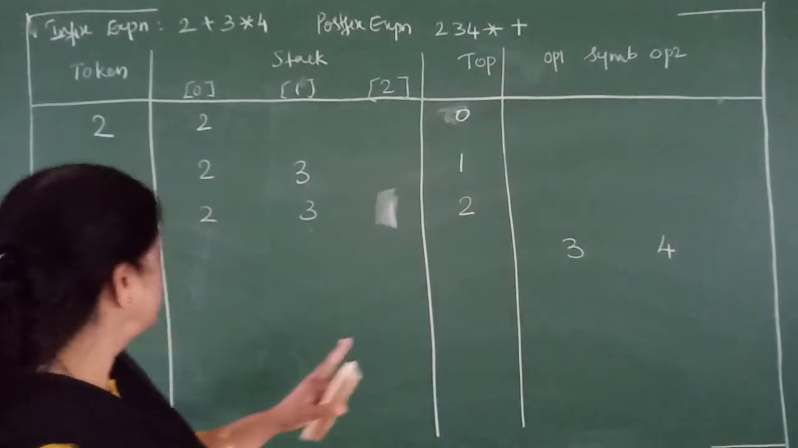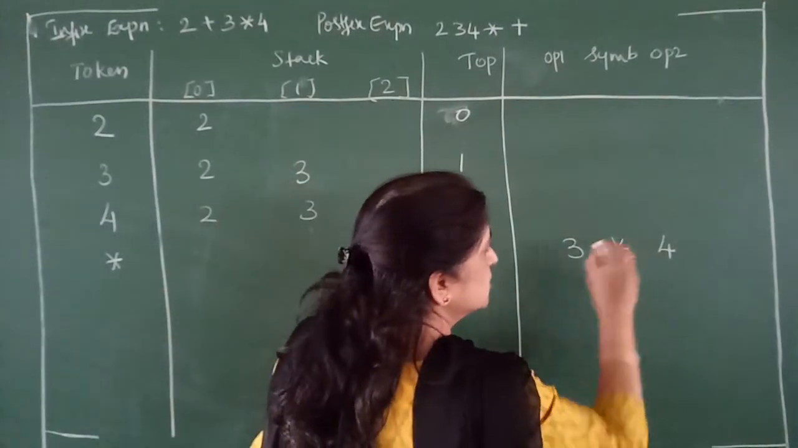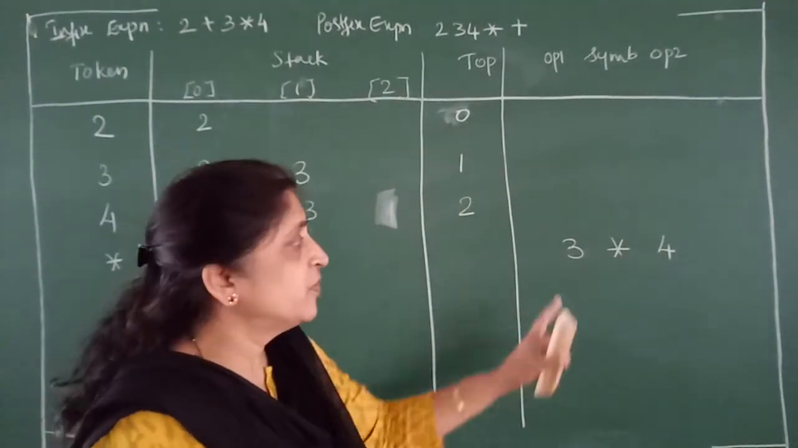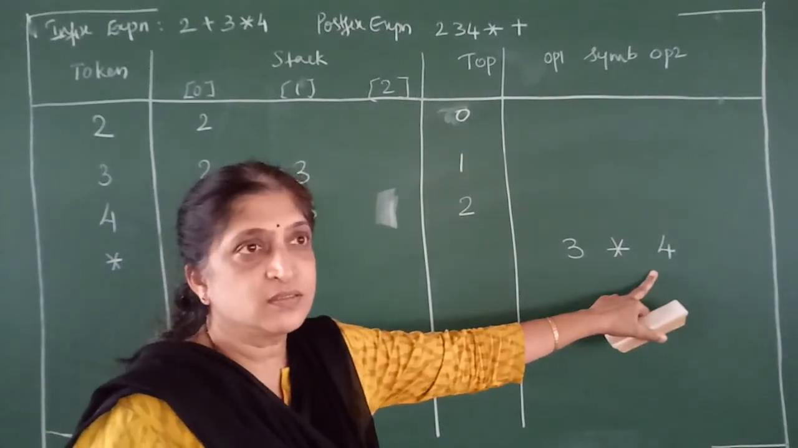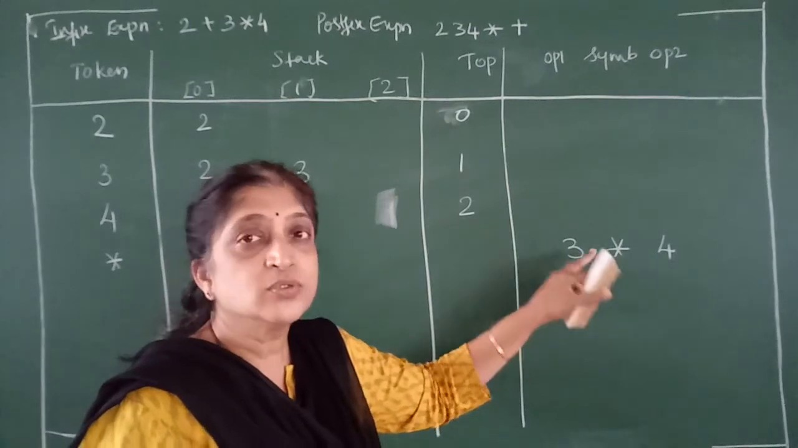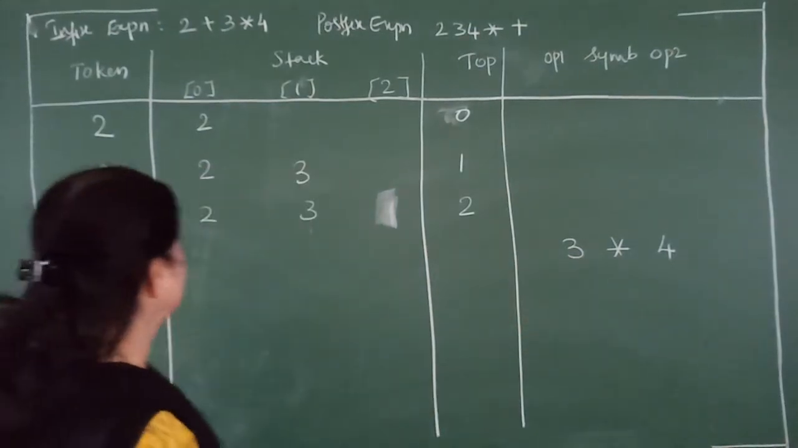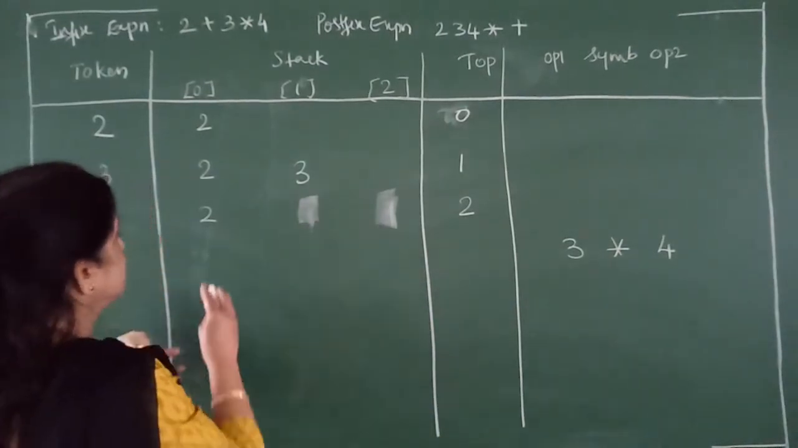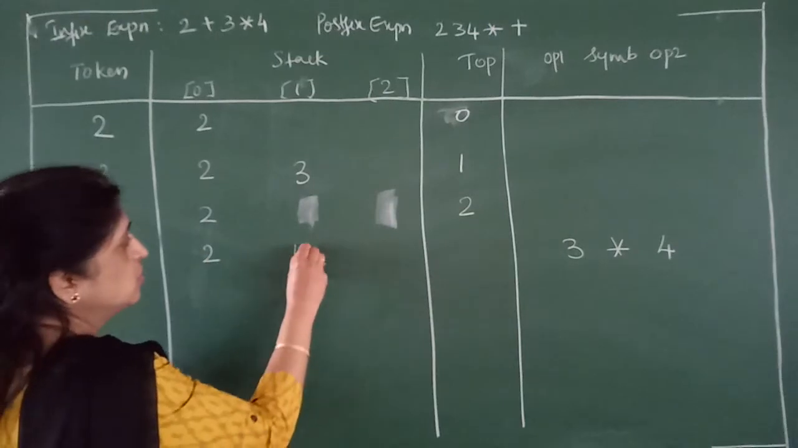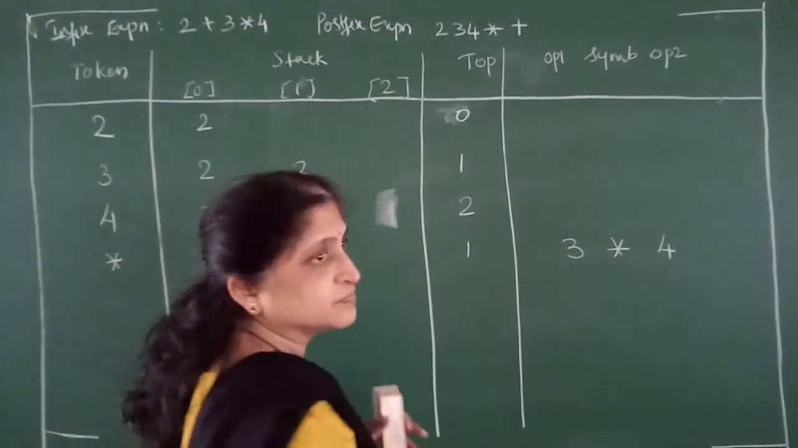Then we have to perform this operation, that is multiplication operation. So this is the operation that is to be performed, 3 multiplied by 4. So the result is 4 3s are 12. So this intermediate result has to be pushed to the stack. The stack we have already popped 3. Stack contents will be 2, 12 and stack top will be 1.